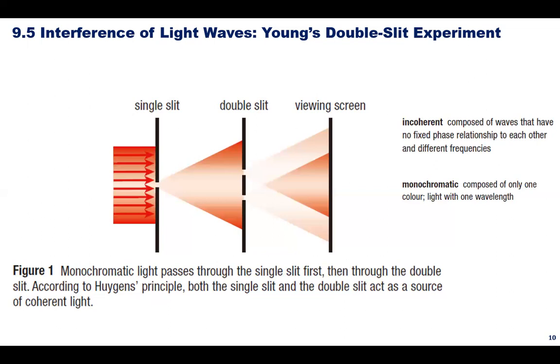Well, if we direct light from a monochromatic, single wavelength source through a narrow slit, the slit acts as a single point source, and the light travels from it as a coherent wave according to Huygens' principle. If we then direct the light from the single slit to a double slit, or a closely spaced pair of slits, the double slit acts as a pair of sources of coherent monochromatic light, which is shown here in figure 1. Any change that occurs in the original source will occur in the two beams at the same time, which allows us to observe interference effects.